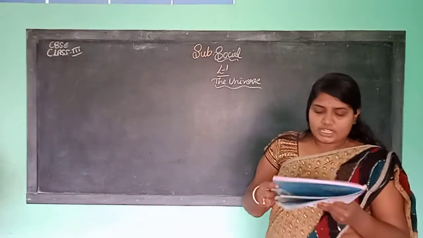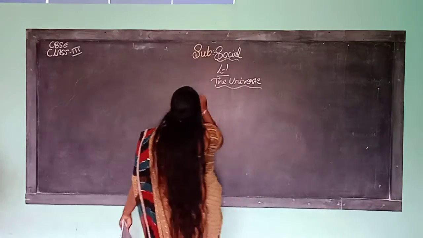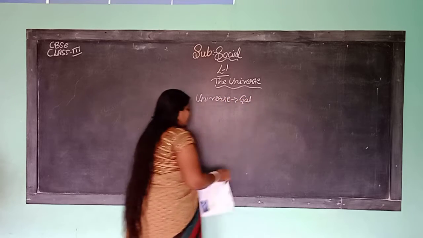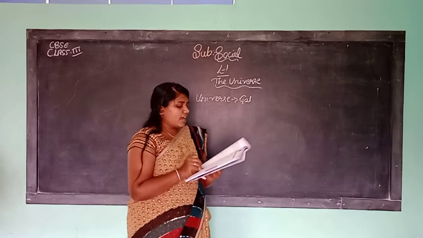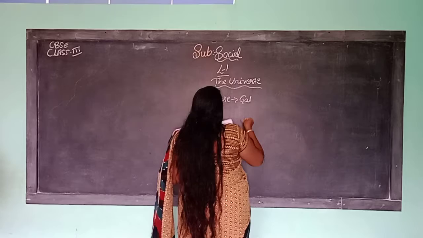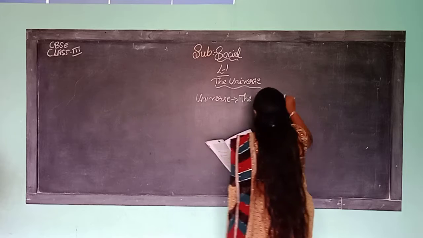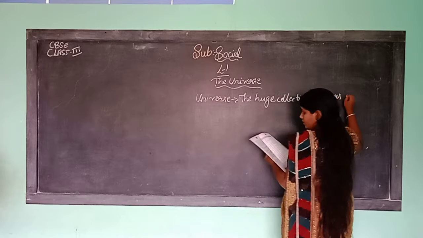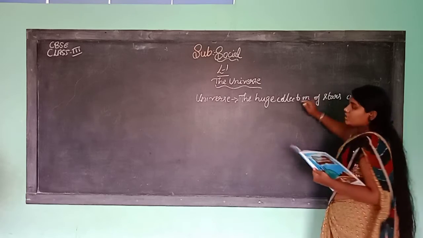Galaxies and innumerable comets, asteroids, dust, space rocks together form the universe. The universe is made up of a huge collection of stars and planets. What is universe? The huge collection of stars and planets is called universe.